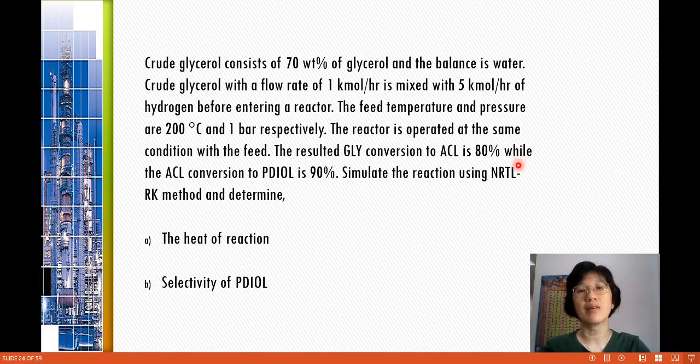The resulting glycerol conversion to ACl is 80%, while the ACl conversion to P-diol is 90%. We have two conversions here. One is for the first reaction, the second is for the second reaction, for acetal to be hydrogenated to propanediol. You need to simulate the reaction using an RTL-RK method and determine the following: the heat of reaction and also the selectivity of the propanediol.